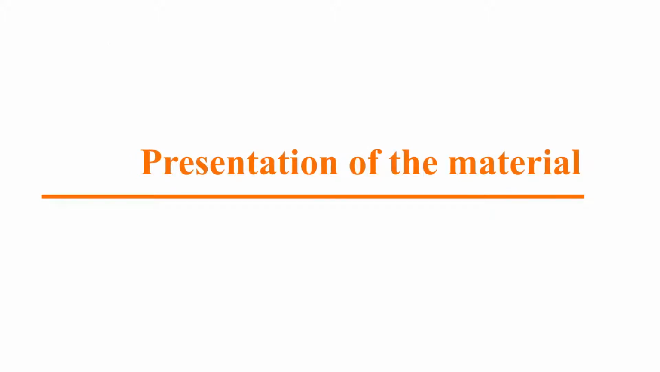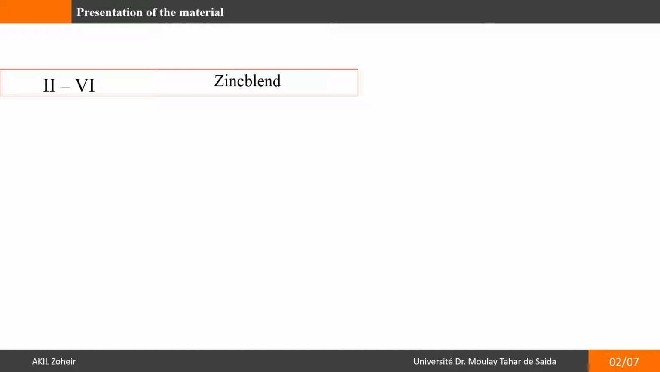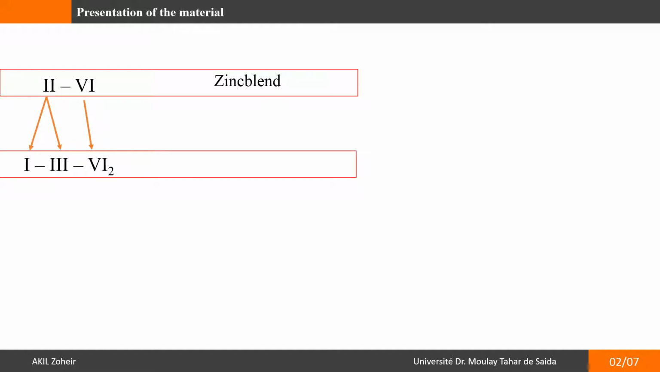Presentation of the material. Binary 2-6 semiconductors generally crystallize in a zinc blende or wurtzite structure. When the cations of group 2 are replaced by cations of group 1 and 3, the binary zinc blende structure mutates into a ternary structure. The first is the chalcopyrite structure, and the other is the CuIu type structure.